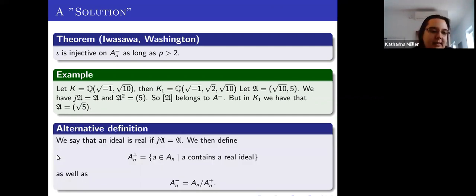And to do that, we make the following alternative definition. We say that an ideal is real if JA is equal to A. So I don't only assume that the ideal class as a class is fixed by complex conjugation, but the ideal itself is fixed by complex conjugation. And then I define AM plus as the subgroup of all ideal classes in AN, such that A contains a real ideal. So each of these classes should have a representative ideal A that is real. And then I define AN minus as the quotient of AN over AM plus.